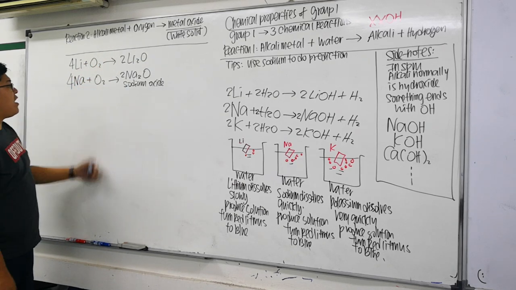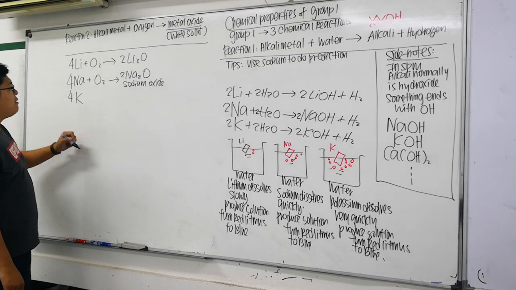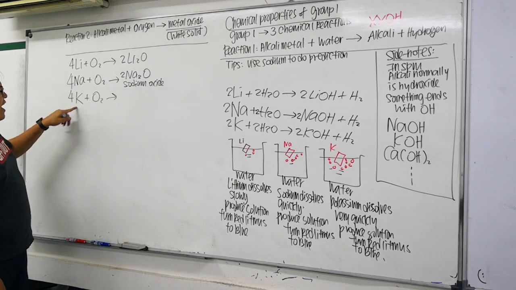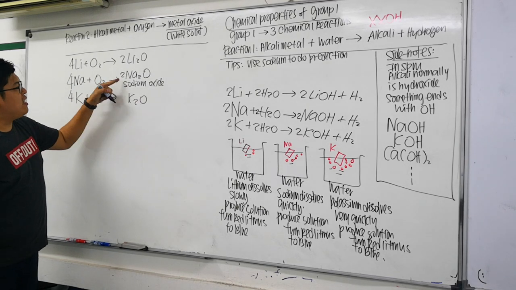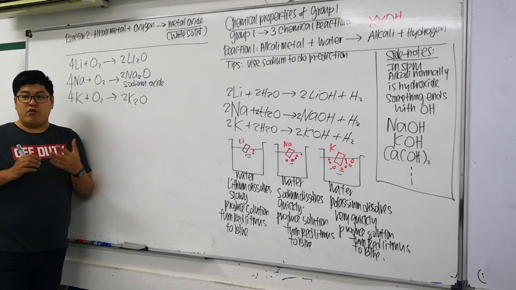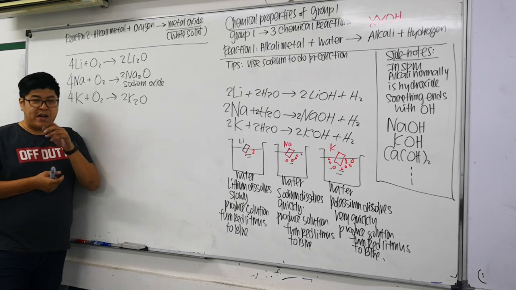Here, same thing, I have potassium. For sodium, this is potassium, oxygen. When I use Na, Na2O, when I use K, K2O. The number 2 copies, so easy. Can you see, I don't need to memorize. If I find a way, I predict myself.